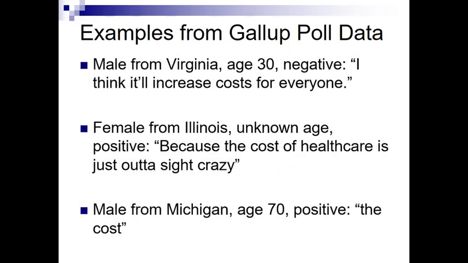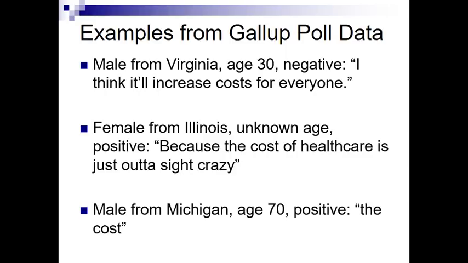So in this data set, every instance was one person's entry in this opinion poll. And for each entry, we had the gender of the person, what state in the country they were from, how old they were, whether they were in favor of the bill or not, and what they said about it in a short text. So in our first example, we have a male from Virginia, age 30, who didn't like the Obama health care bill, and he said, "I think it'll increase costs for everyone."